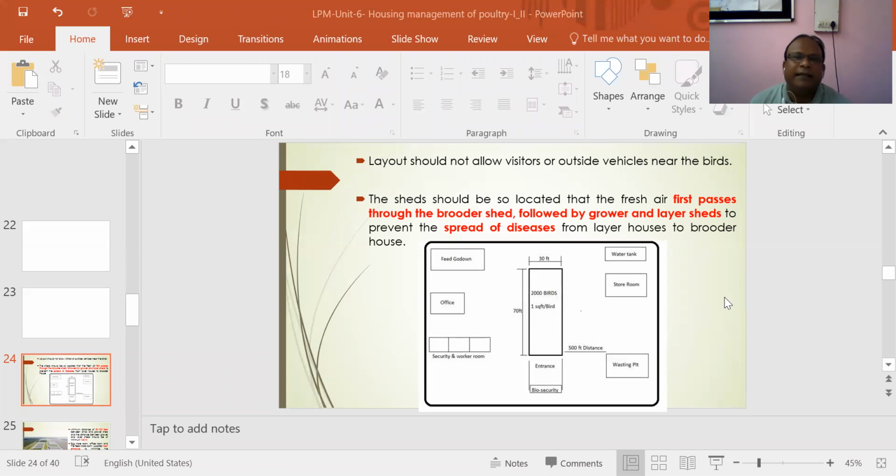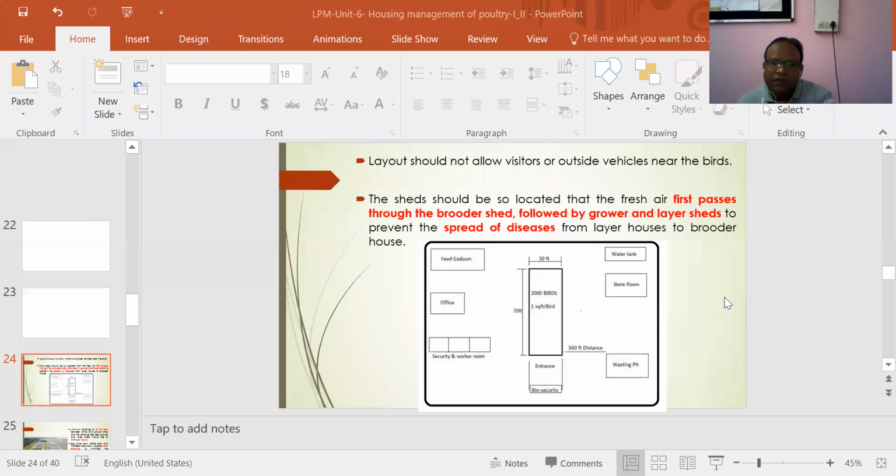The sheds should be located so that fresh air first passes from the brooding shed, followed by the grower or layer shed, to prevent the spread of disease from the layer house to the brooder house. Generally, the poultry farm has three types of sheds: the brooder shed for brooding of chicks, the grower shed, and the layer shed. Brooder shed is for 0 to 6 or 8 weeks, grower shed 8 to 18 or 20 weeks, and after that the layer shed, from 18 or 20 weeks to 72 weeks.